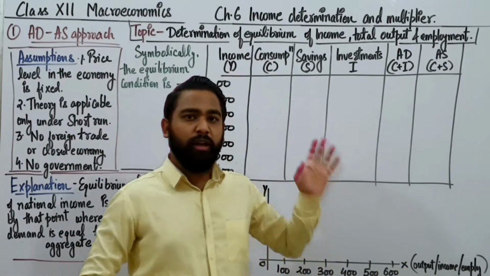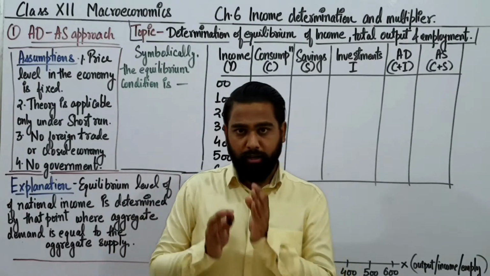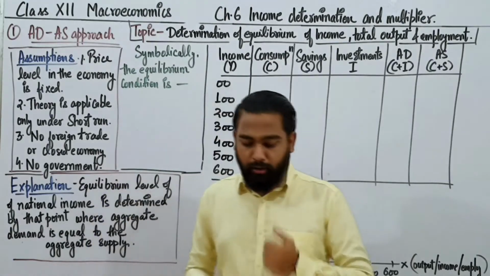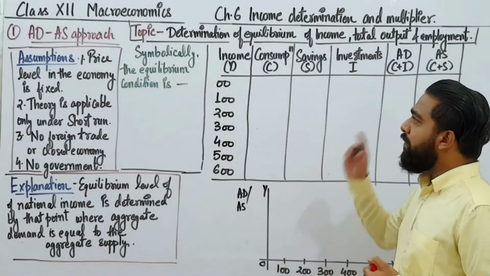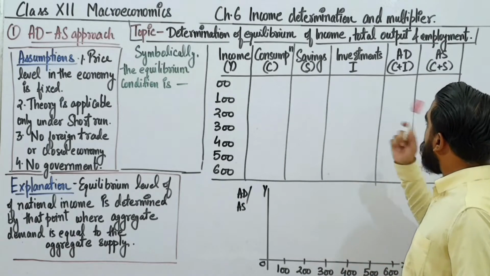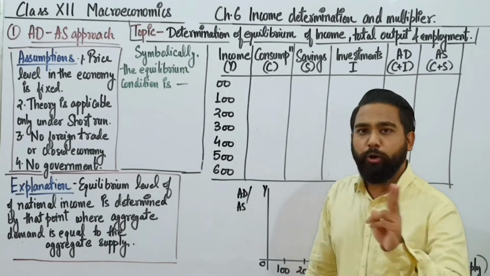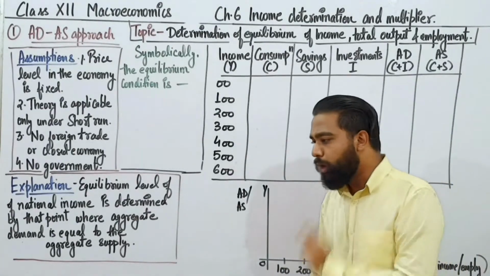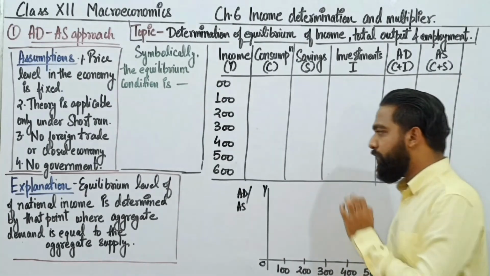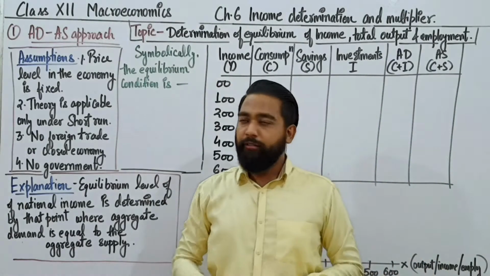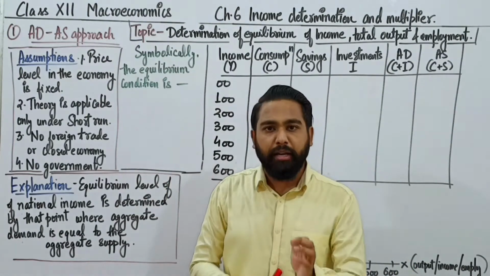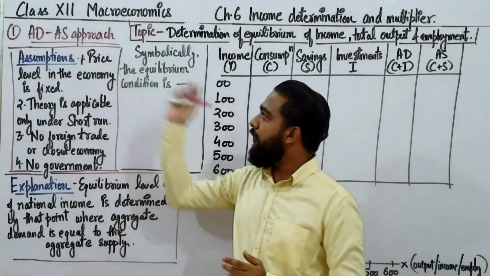And we are talking about full employment, the term which we studied in the previous chapter. Now let's start today's topic: determination of equilibrium of income, total output and employment. There are two approaches for determining the equilibrium. Today in this video we are going to do the first approach, which is the AD and AS approach, aggregate demand and aggregate supply approach.